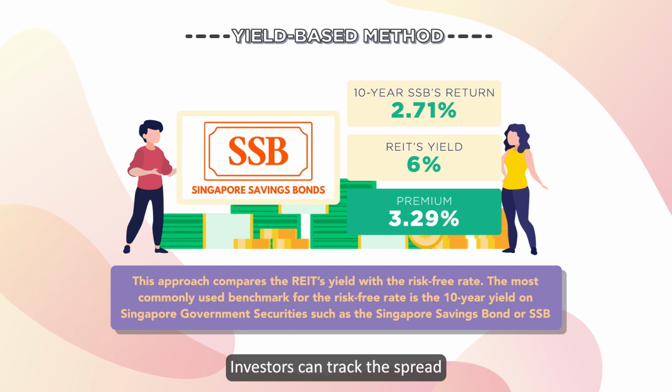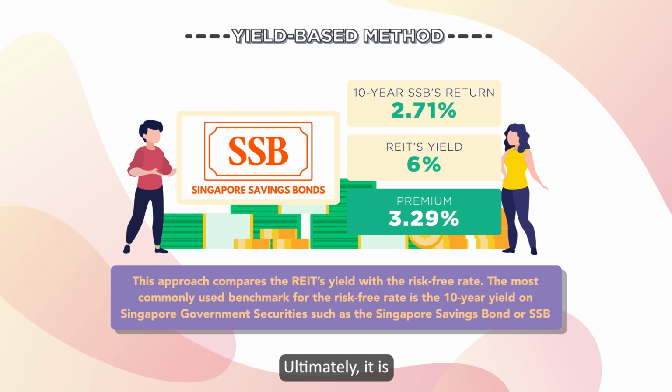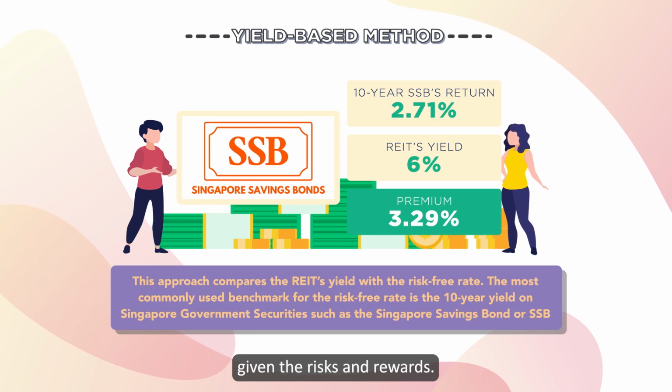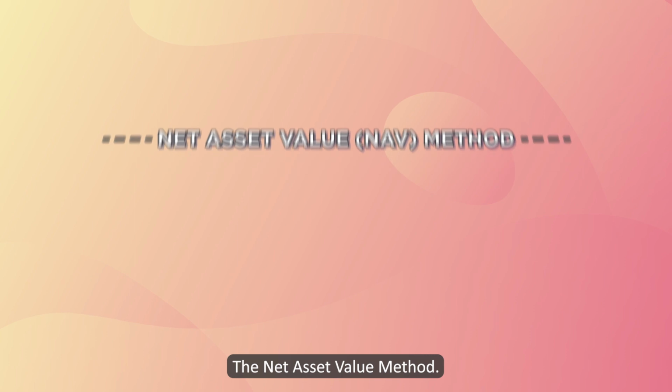Investors can track the spread between government bonds and a REIT's yields over time to see how the market perceives the REIT's riskiness over business cycles. Ultimately, it is up to the investor to decide whether a REIT's yield is sufficiently attractive, given the risks and rewards.